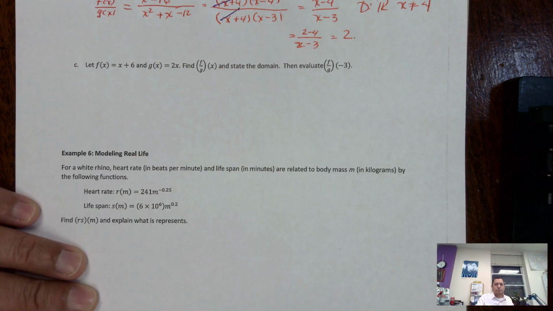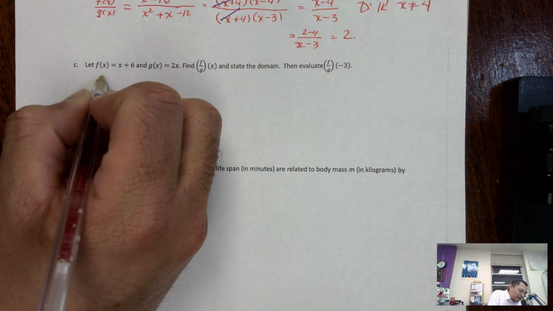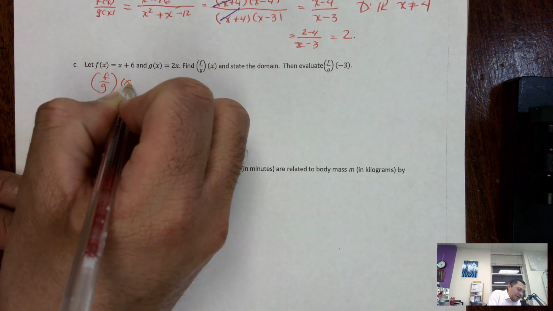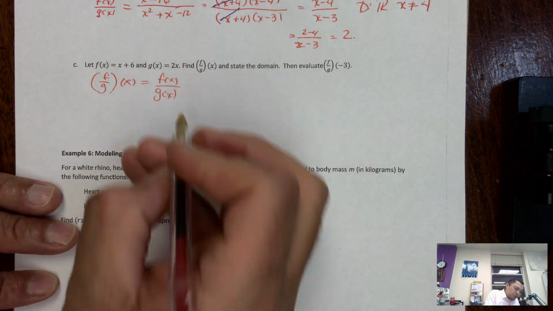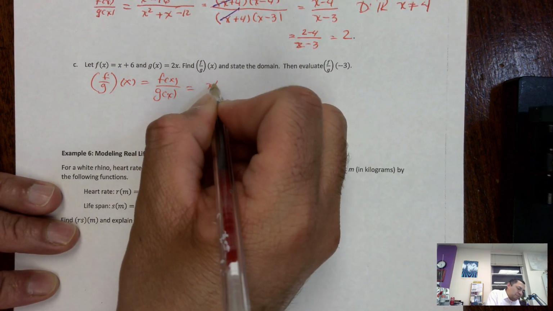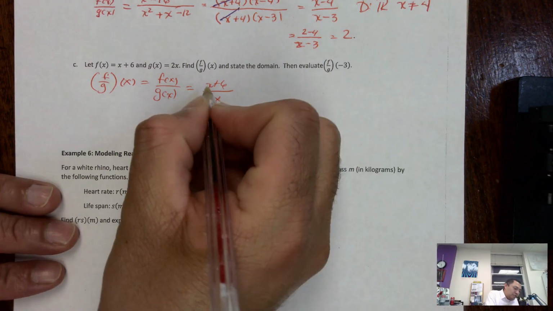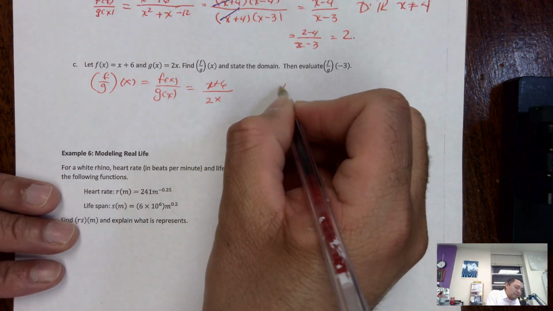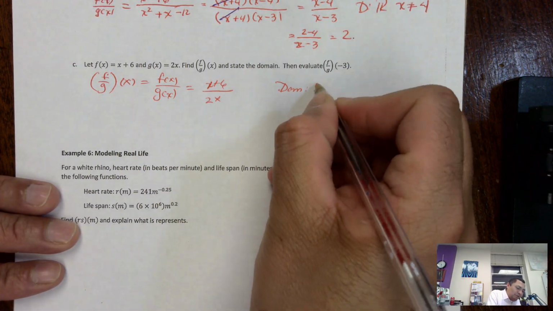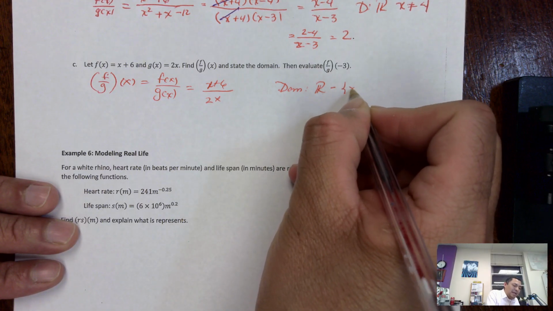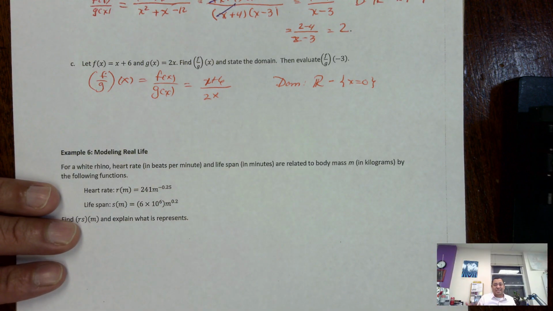Let's do C now. In this case for C, we're going to have the same. So I'm going to have (f over g)(x) equal to f(x) over g(x), which is x plus 6 over 2x. There is nothing to simplify here. So the domain is going to be all real numbers except x equals 0. Okay, 0 cannot be in the denominator because it will make it undefined.